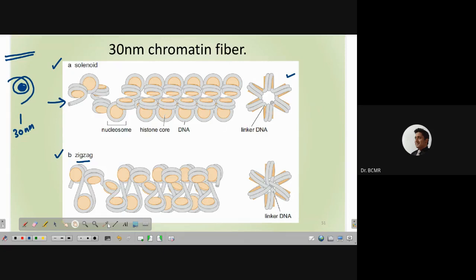So different parts of the genome could be in different forms. It depends on the expression activities and so on. These are some models. I think mostly the solenoid model is thought to be the better explanation.